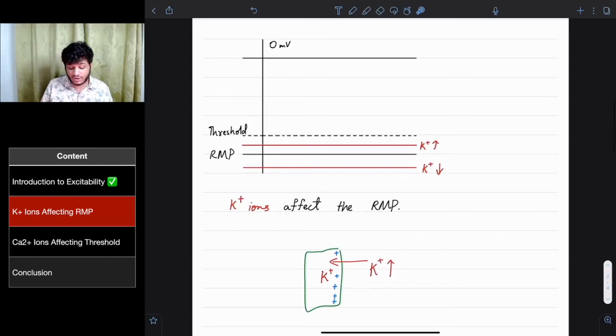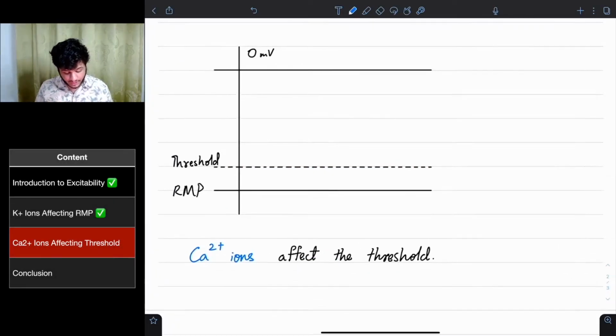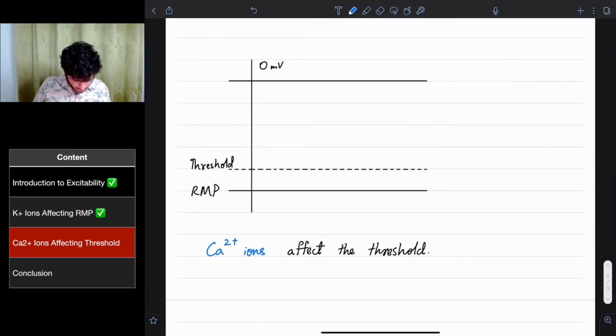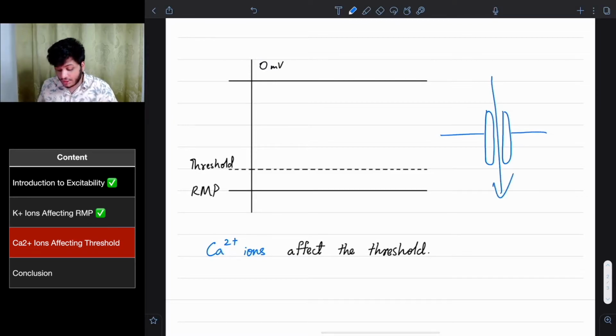So let's move on to how calcium ions affect the threshold and subsequently affect the excitability. All right, so let's go through calcium ions. How do calcium ions affect the threshold? So we learned in our action potential lecture, there are ligand-gated sodium ion channels, right? And these ligand-gated sodium ion channels allow sodium ions to enter the cell, causing that small depolarization to cause the upstroke or that greater depolarization.